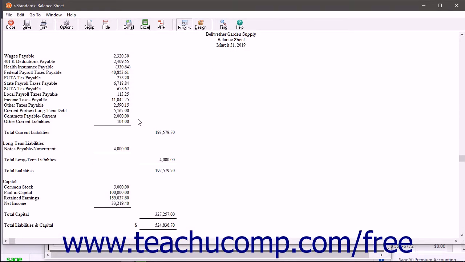Equity is the difference between what a company has, its assets, and what it owes, its liabilities. The basic formula for calculating equity is assets minus liabilities equals equity. Equity is seen as representing the health of a business.